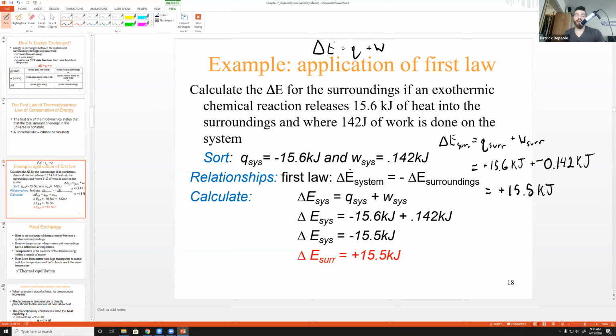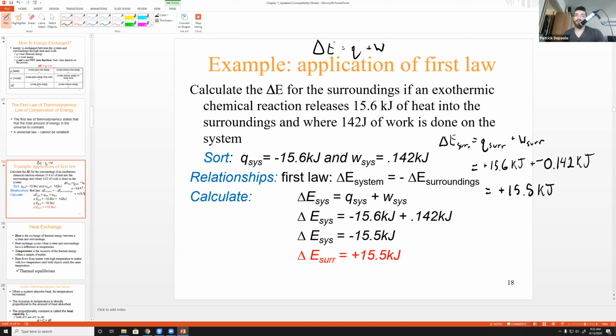They said, all right, I know that based on the first law, the energy of the system is the negative energy of the surroundings. It's asking for the energy of the surroundings. But if I find the system first, I can just negative it. Me personally, I wouldn't do that. I would do what I did. But either way, it works.